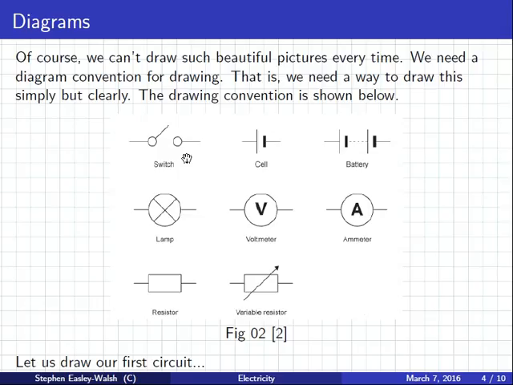This symbol represents a switch. This represents a cell, and this represents a battery. We'll talk about the difference in a moment. This represents a lamp or a light. This is the voltmeter. This is the ammeter, which measures what? Current, yeah. This is a resistor, and a resistor could be anything. And this is a variable resistor.